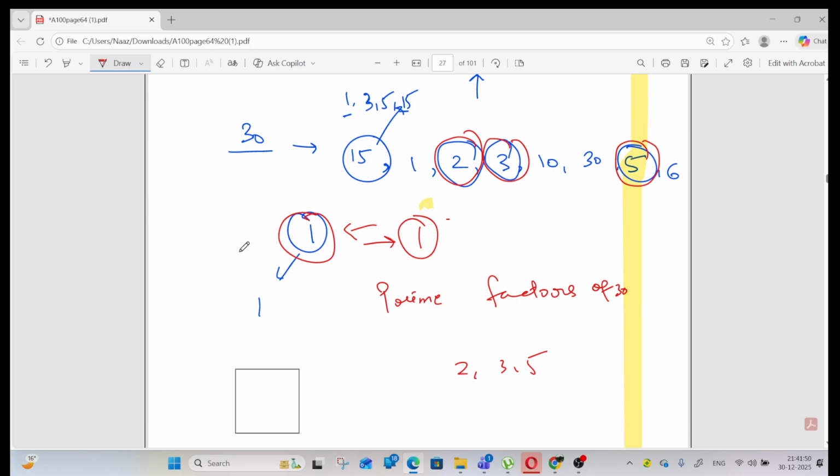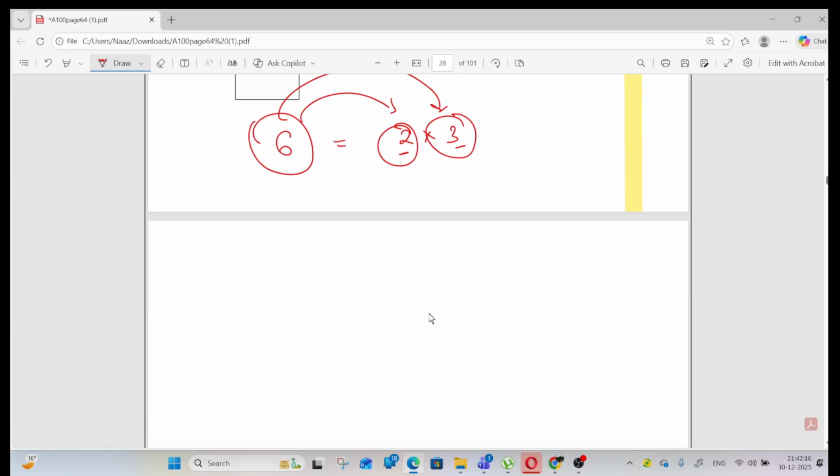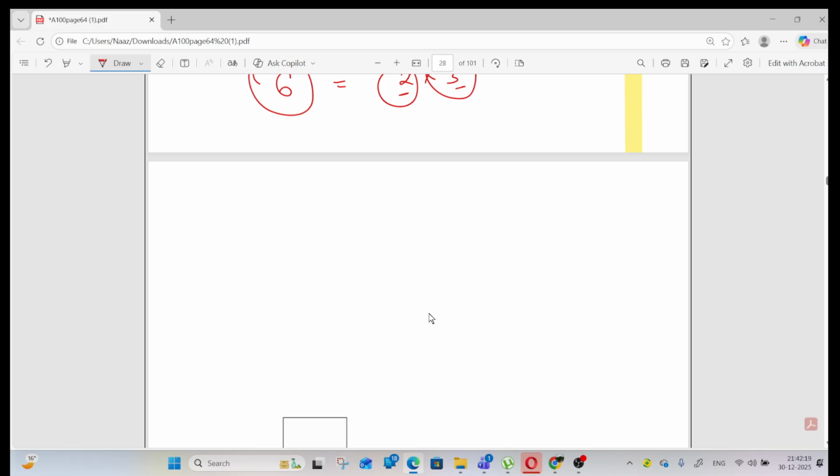For example, if I talk about 6, 6 is a composite number. A composite number means it has two or more factors. But if you see, the factors are 2 and 3. So we can factor it into prime numbers, right? 2 times 3. 2 and 3, these are prime numbers. Okay. So basically, we can factor a number into its prime factors.